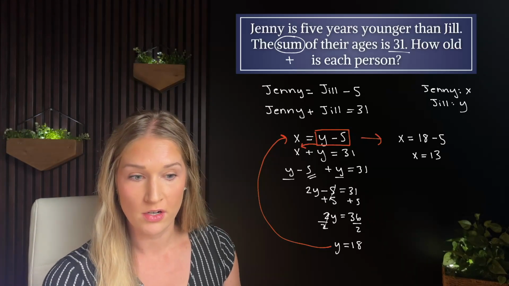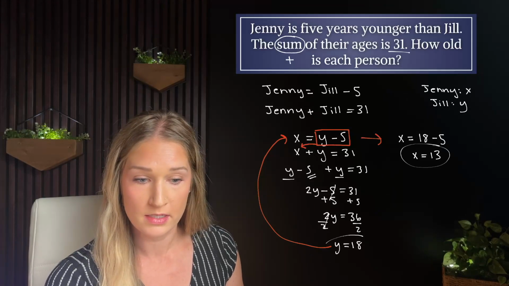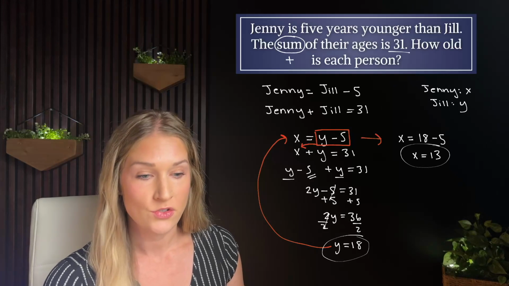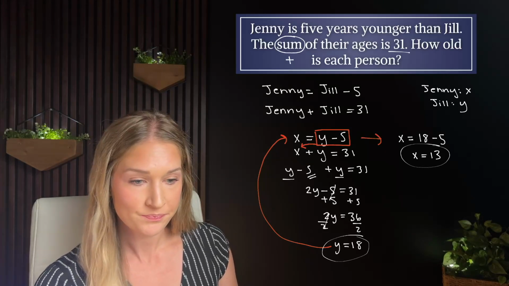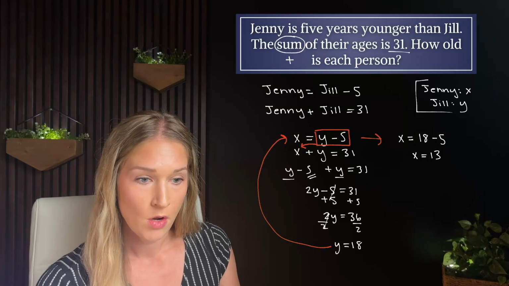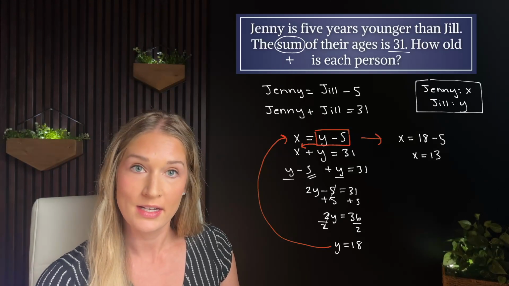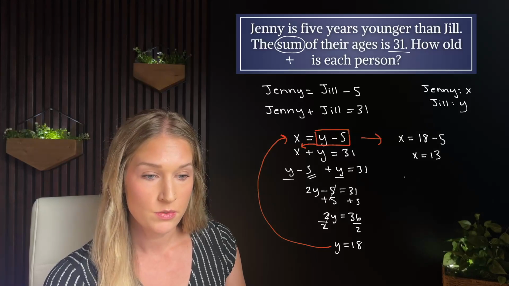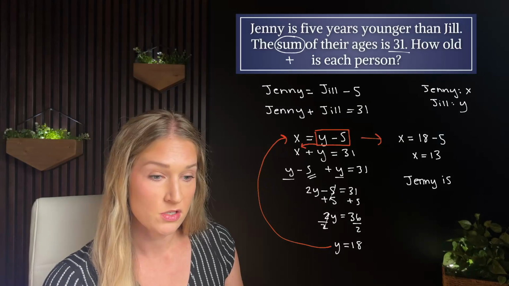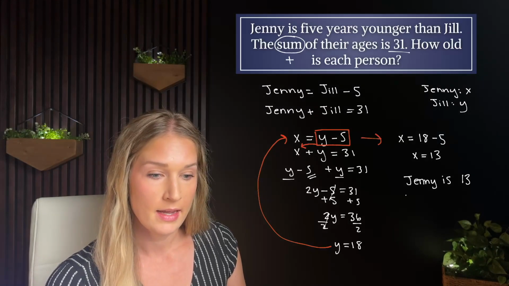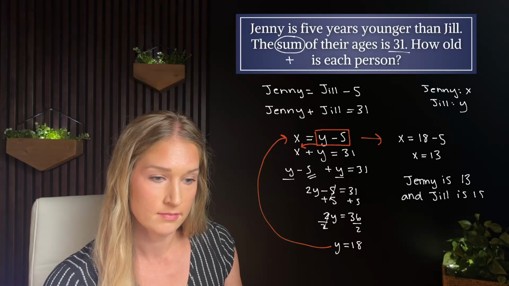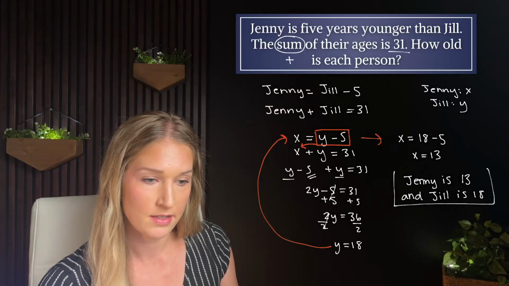We could check this. Jenny is 5 years younger than Jill, so when I look at these two, one is 5 less than the other. And when I add them, we get 31, and sure enough, 13 plus 18 is 31. So to answer the question, we go back to our original statements up here where we labeled our variables. Jenny is x and Jill is y. So Jenny is x, which is 13 years old, and Jill is 18. And that would be the answer to our question.